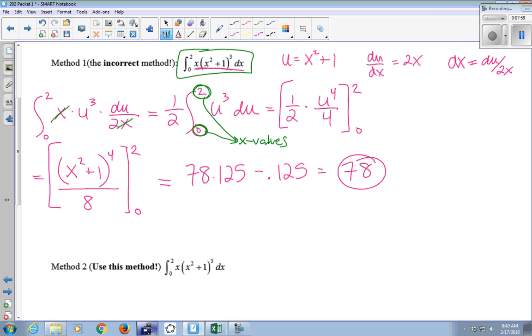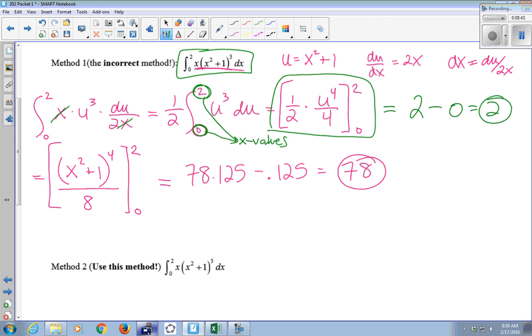But all my variables in the problem are now u's. So I have not changed everything to u. Technically I have written a bunch of incorrect statements here, a bunch of untrue equations, because those are x values. In the next one it's really clear, because at this point this says plug a 2 in for u, plug a 0 in for u, and see what you get. At this point, what I should do is 2 to the 4th, which is 16 over 8, is 2. Plug in a 0 and you get 0. It would be easy to say the answer is 2, which is wrong.